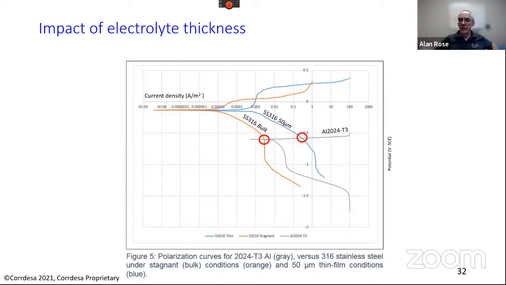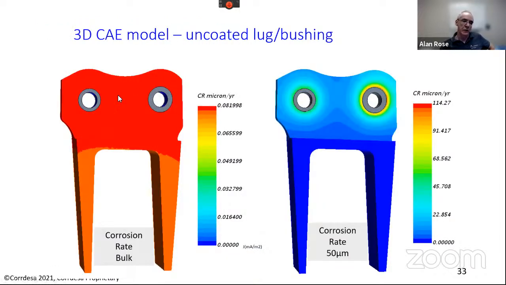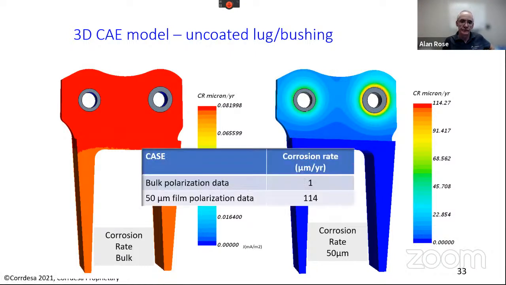Why does it make a difference? If it's a thin electrolyte, then you're getting more oxygen diffusion, and that increases the kinetics, and it's a lot more aggressive. So you can actually account for that. You find on your lug here, you've got much more intense corrosion on the right when it's covered with a very thin film compared to just dropping it in a bucket. So it's intense and it's localized, and this is what we see in reality, and we can predict it in these computer models.